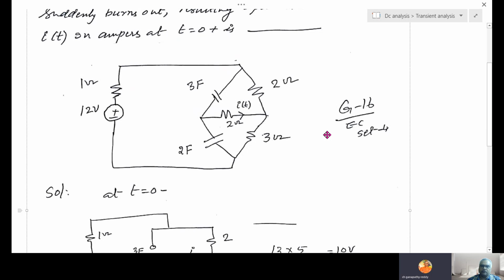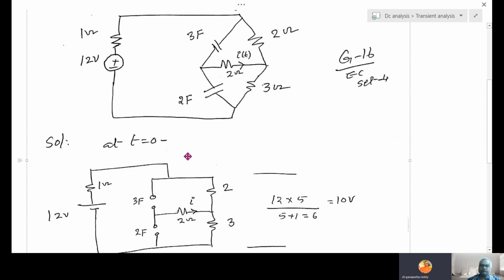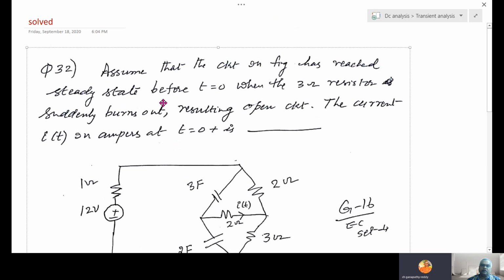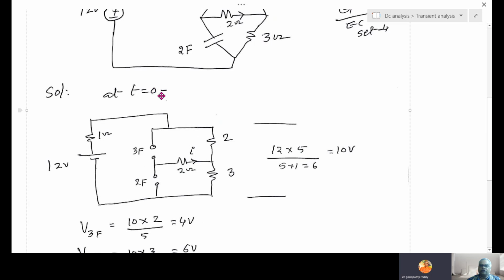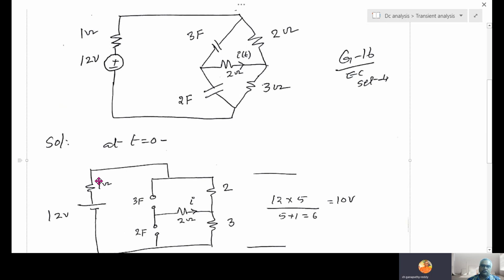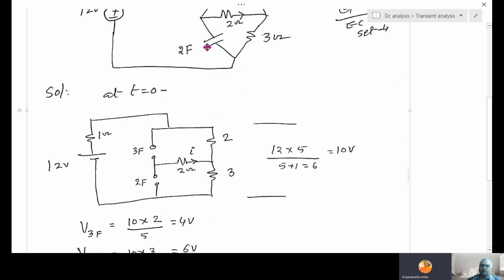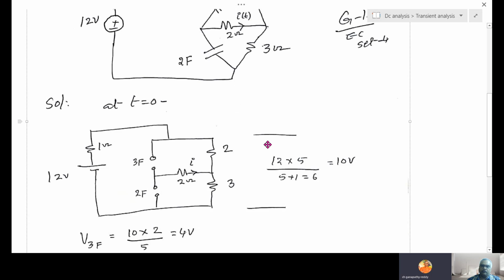Okay, that is the question. At t equal to 0 minus, steady state is already reached as per this question. Before t equal to 0, it has reached steady state. So before 0, at 0 minus: 12 volts, 1 ohm as it is, 3 farad open, 2 farad open, and this 2 ohm, 3 ohm.